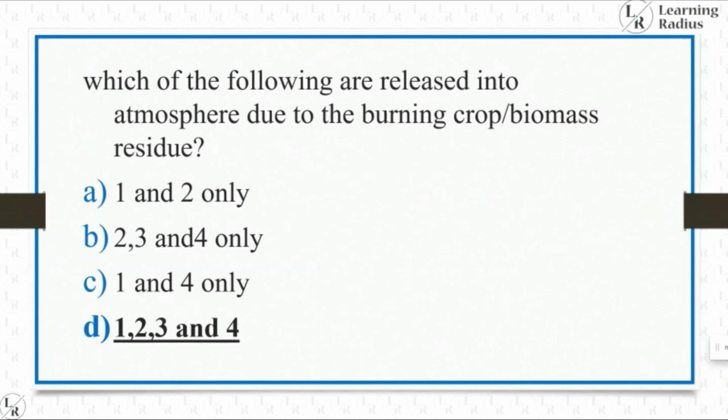So UPSC is asking, consider the following: carbon monoxide, methane, ozone and sulfur dioxide. Which of the following are released into the atmosphere due to burning crop or biomass residue? Carbon monoxide, methane, ozone and sulfur dioxide. Answer is 1, 2, 3 and 4.